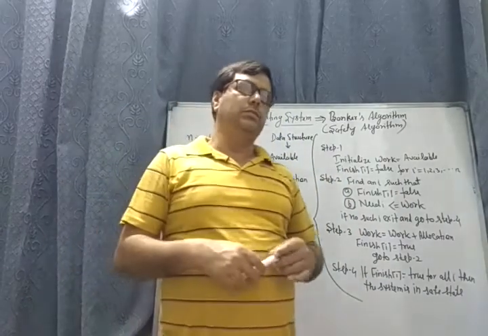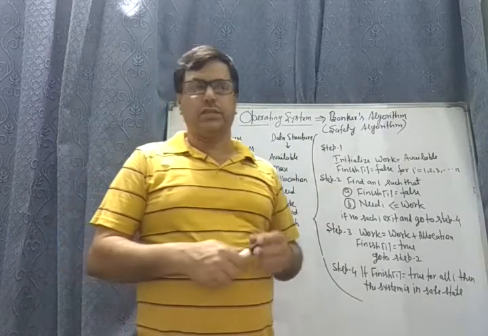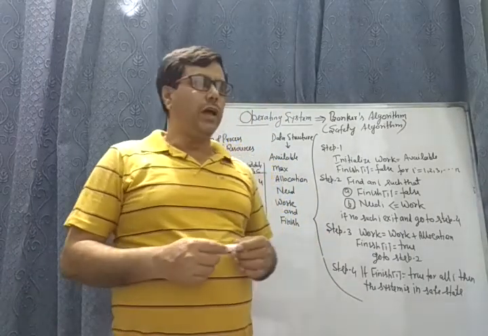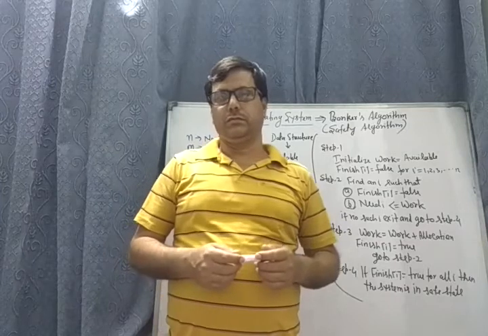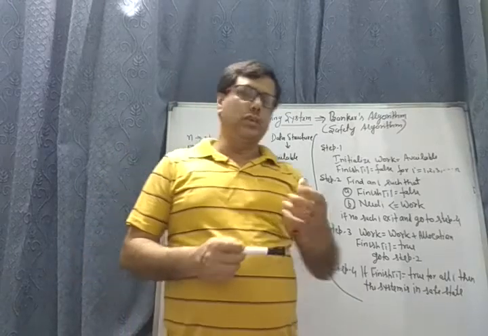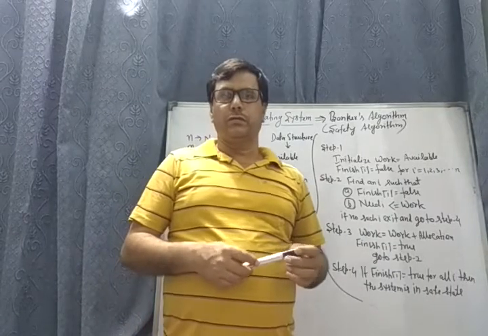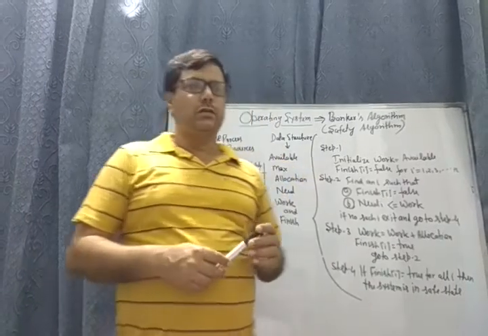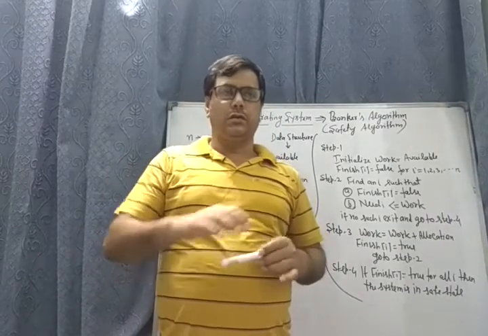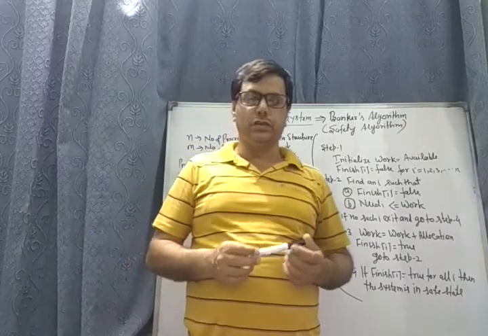Deadlock avoidance, as we have already taught in our previous lecture: if a resource has a single instance, then we should use a resource allocation graph for the deadlock avoidance problem. That means we just ensure that there should not be any cycle in the graph, the RAG, resource allocation graph.